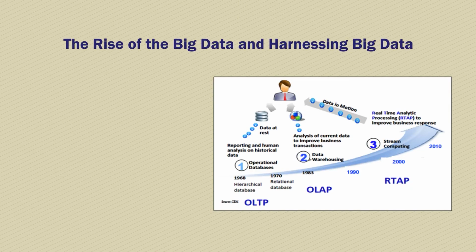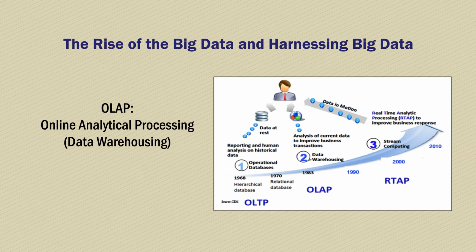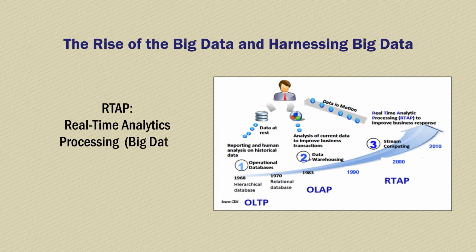Let's look at the rise of big data and harnessing big data. If you look at the diagram, there are three important technologies: OLTP, OLAP and RTAP. OLTP stands for Online Transaction Processing. OLAP stands for Online Analytical Processing, which is part of data warehousing technologies. And RTAP is real-time analytics processing, which is today's big data architecture and technologies.